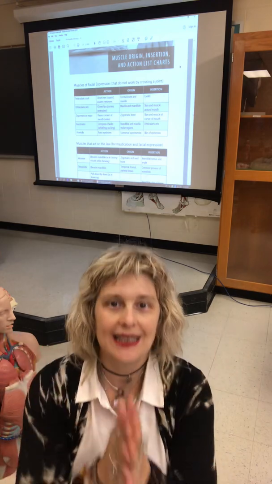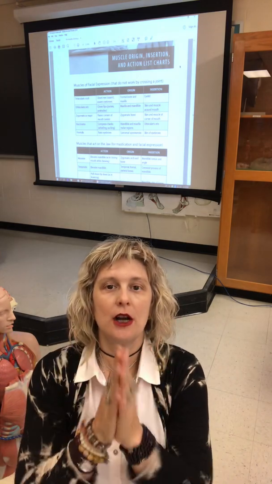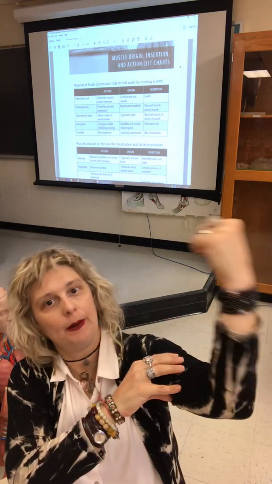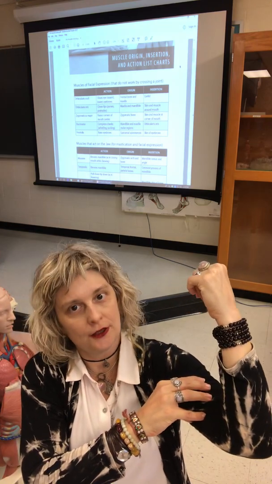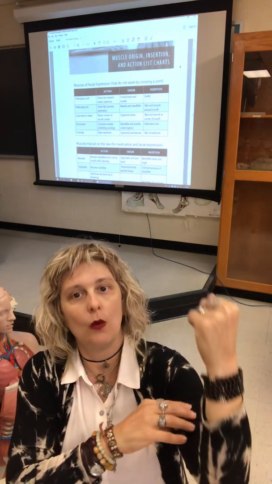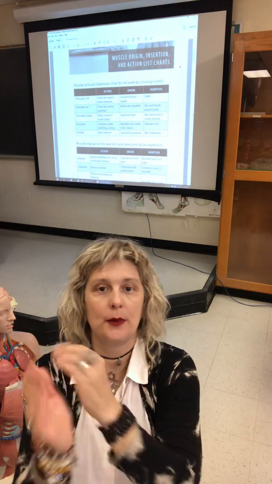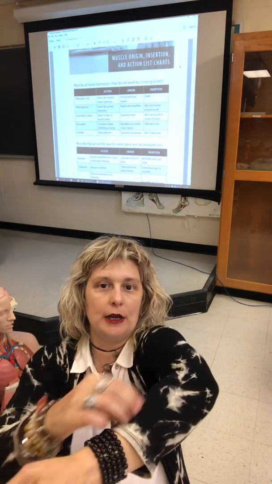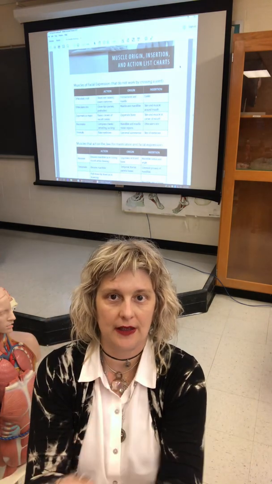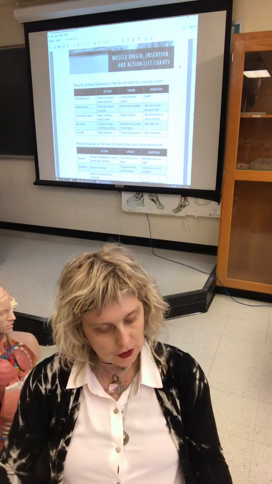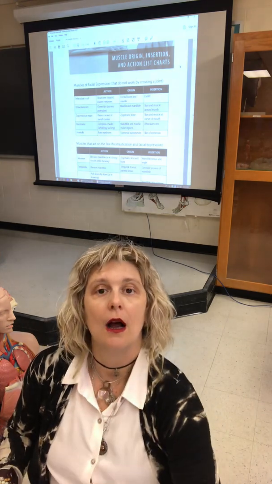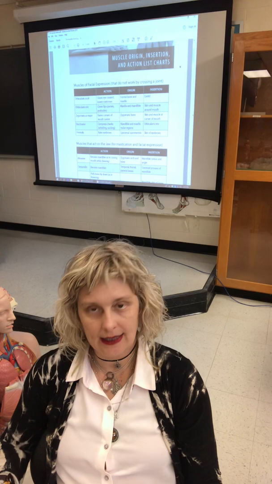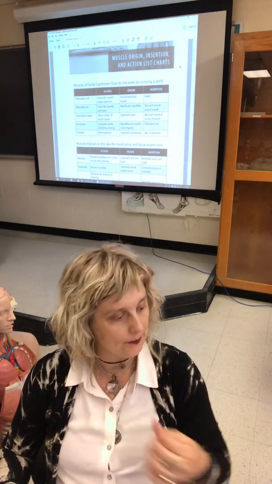It is a synergist. So we talked about biceps brachii as a powerful flexor of the forearm. And a synergist is a helper. So the brachialis and the brachioradialis together are synergists, and they flex the forearm. So what you're going to write for action of the brachialis is flexor of the forearm.